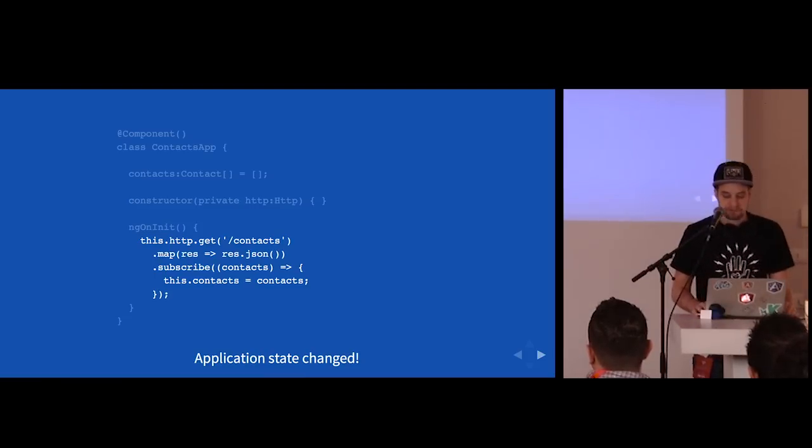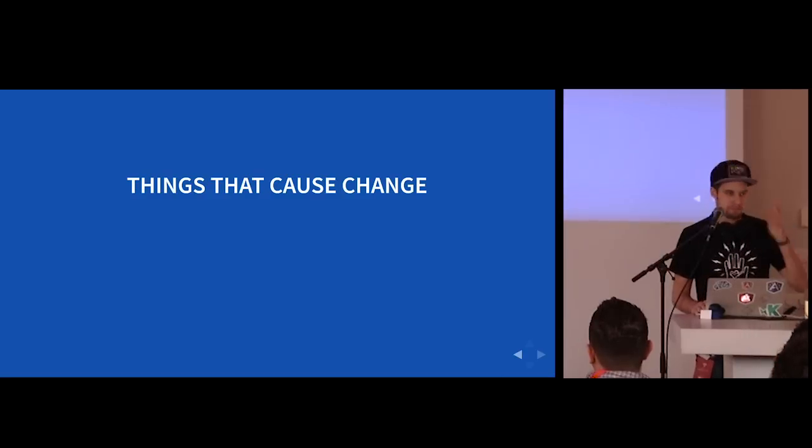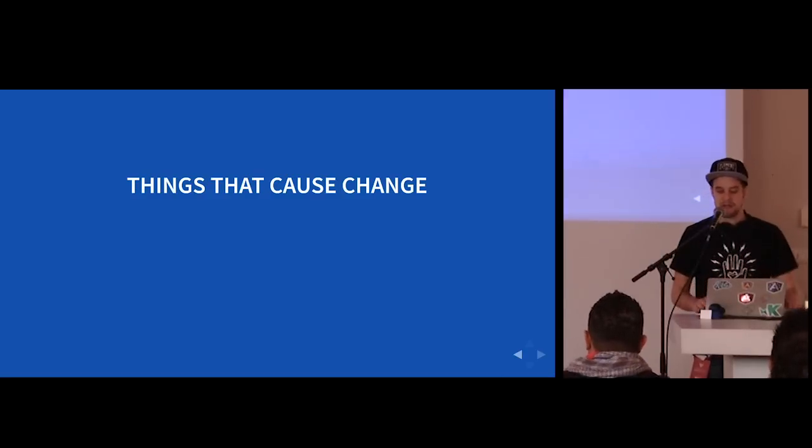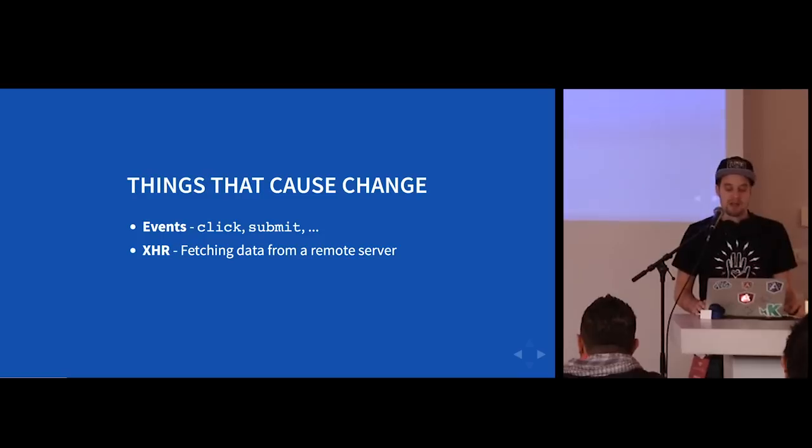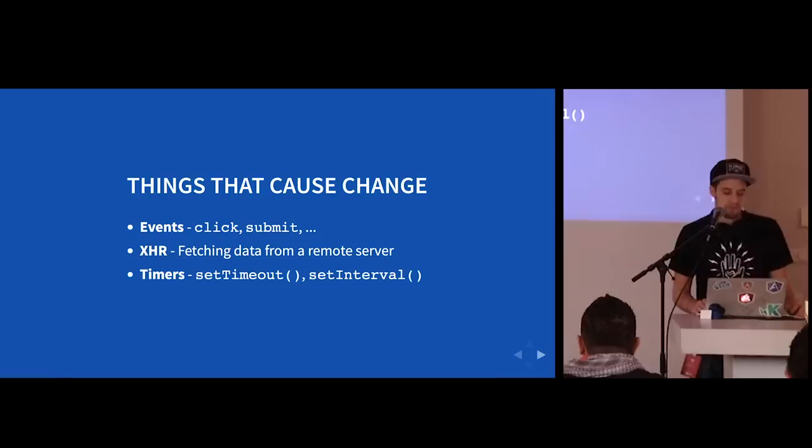Okay, so all in all, if we summarize it, we basically have 3 things that can cause change. That is events, like click or submit or whatever. AJAX requests, using XHR, or even JavaScript timers, setTimeout and setInterval, these kind of things. And it turns out that all these 3 things have one thing in common, and it is that they're asynchronous. So basically, whenever something asynchronous happens, it can be that application state has changed.